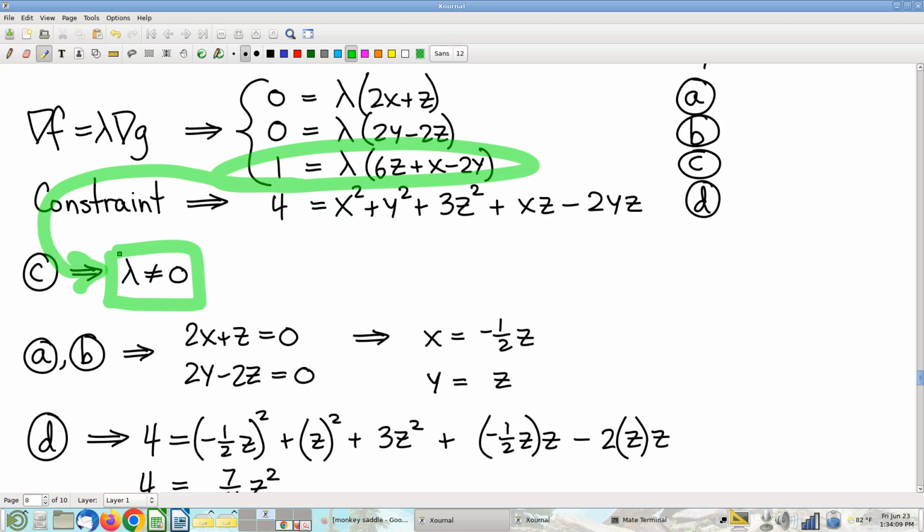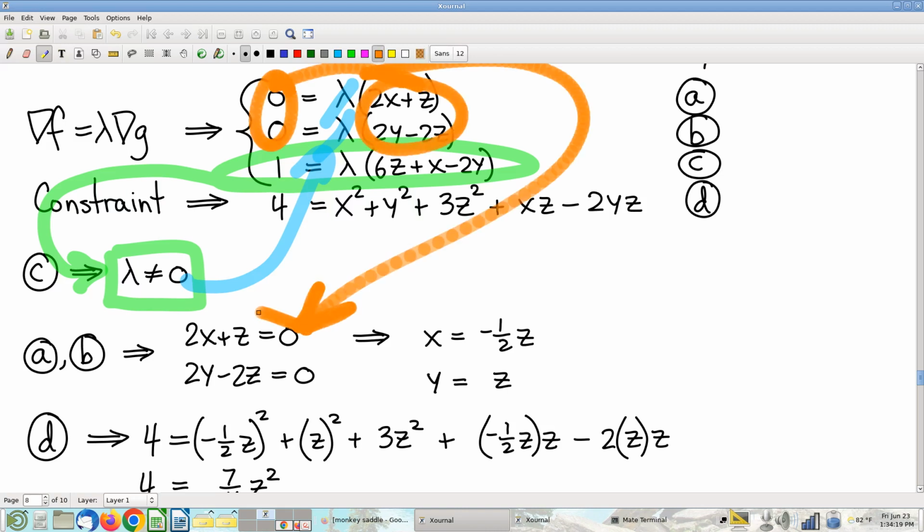That then allows me to cancel these lambdas. And then A and B turn into these 2 equations right here. Does everybody see that?